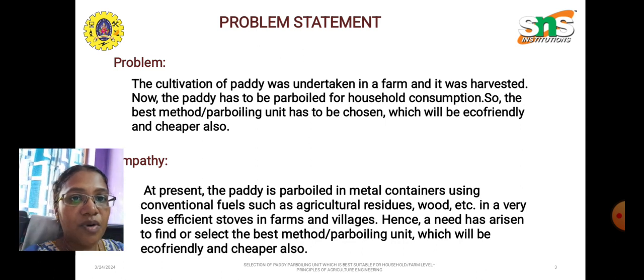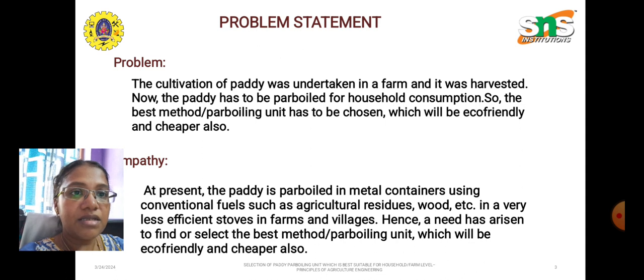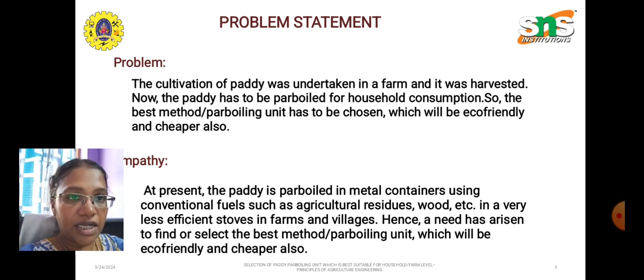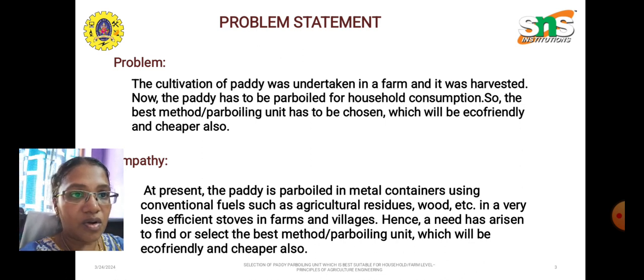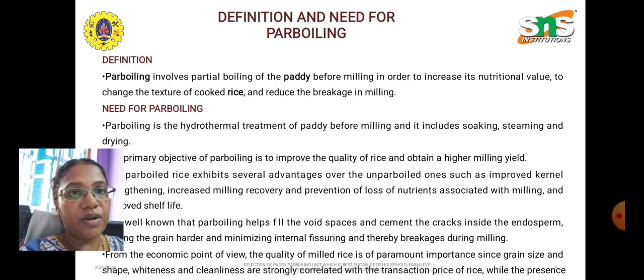Based on this problem statement, our empathy is framed like this. At present, the paddy is parboiled in metal containers using conventional fuels or some agricultural residues in very less efficient stoves in farms and villages. So a need has arisen to select the best method or parboiling unit which should be more eco-friendly and cheaper.